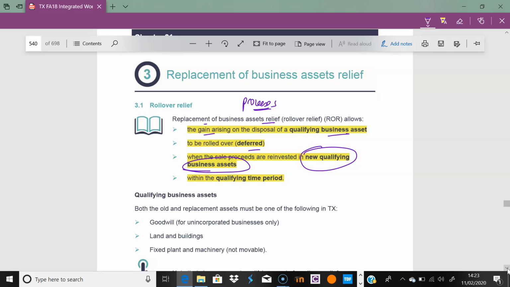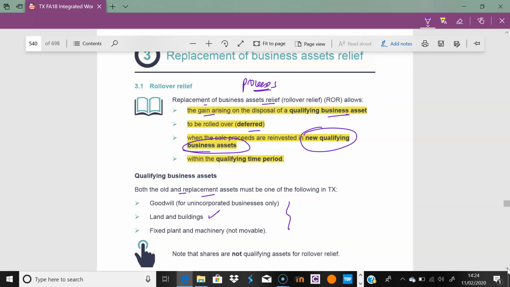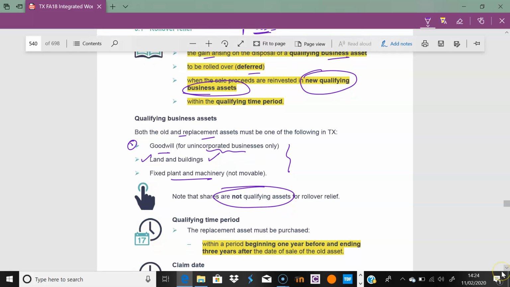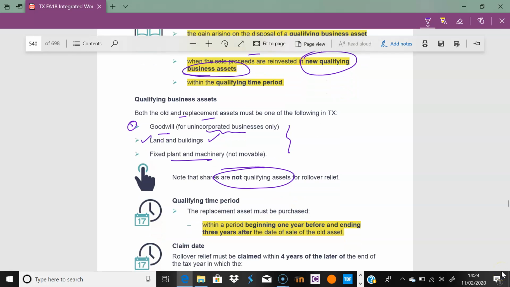So really, again, the aim here is to deal with both old and replacement assets that are usable with regards to the generation of funding in the business, or money in the business, or the day-to-day running of the business. So land and buildings, fixed plant and machinery. That's where we're really going here. Goodwill as well, of course, for unincorporated businesses. Shares are not qualifying assets, so we're really talking about hard core, on the ground assets, machinery type manufacturing, to encourage businesses.